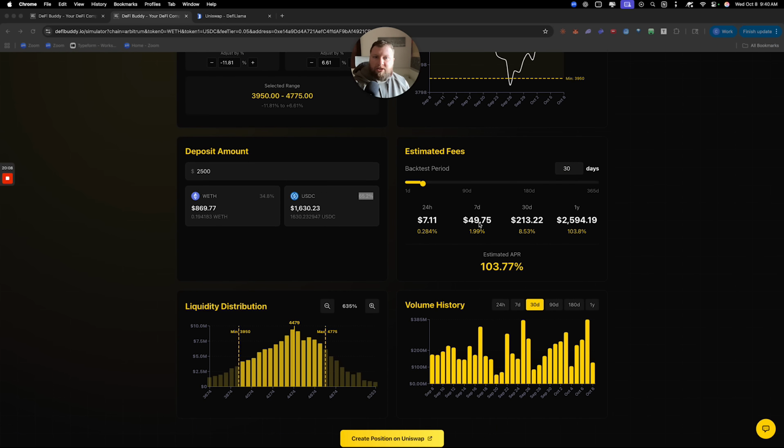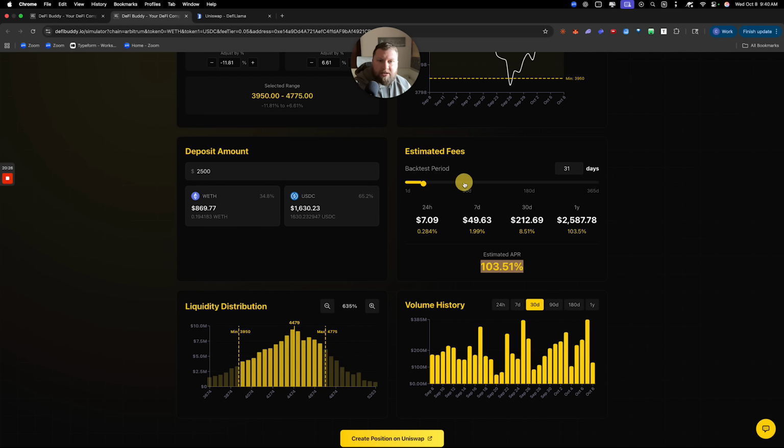Estimated fee. Based on this, what I could do is run a backtest over the last 30 days, and it shows, based on this range, the trading volume down here, and the liquidity distribution, you should be getting about 100% APR, which is pretty dang good for an ETH USDC pool.